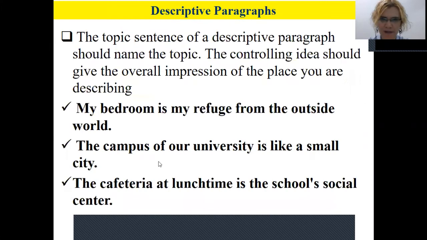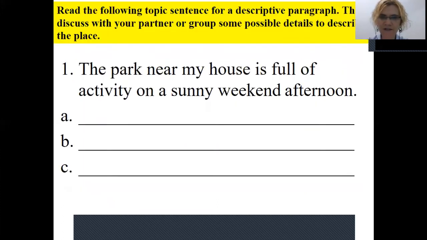Those are also important. So the topic sentence of a descriptive paragraph should name the topic, right? The controlling idea should give the overall impression of the place you're describing. So a topic sentence always has the topic and the controlling idea, which we can call the main idea, or we can also call the purpose. Like my bedroom is my refuge from the outside world. Bedroom is the topic and the refuge is what it is about. Yeah. So here you have a topic sentence.